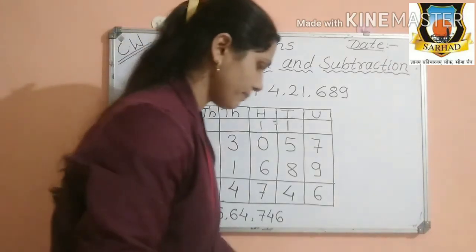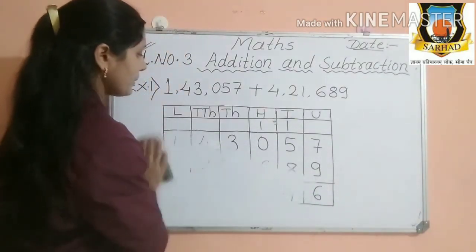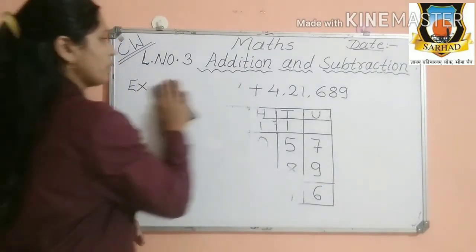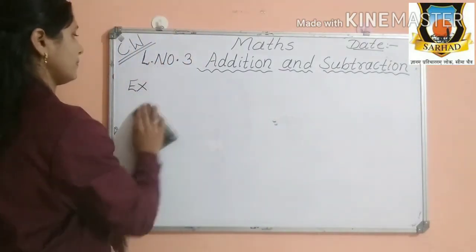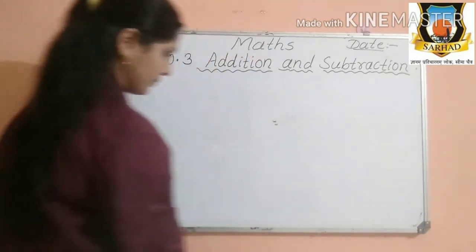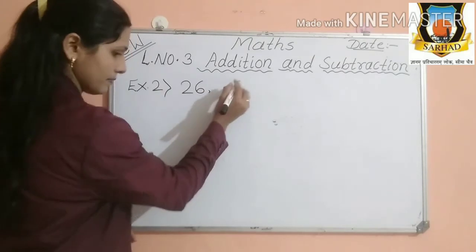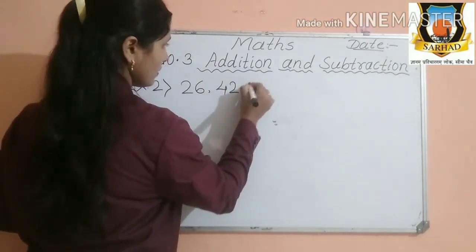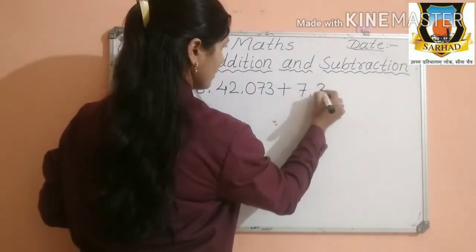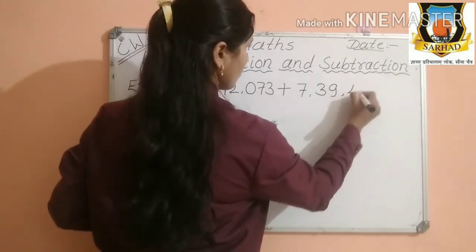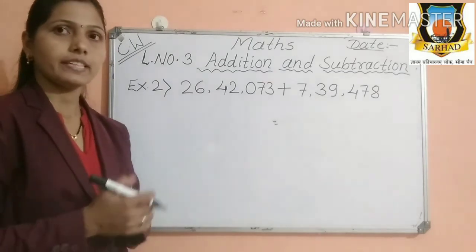Okay. Now we'll see next example, that is addition. We are still looking at addition, so we will solve examples based on addition only. Example number 2, 26,42,073 plus 7,39,478.